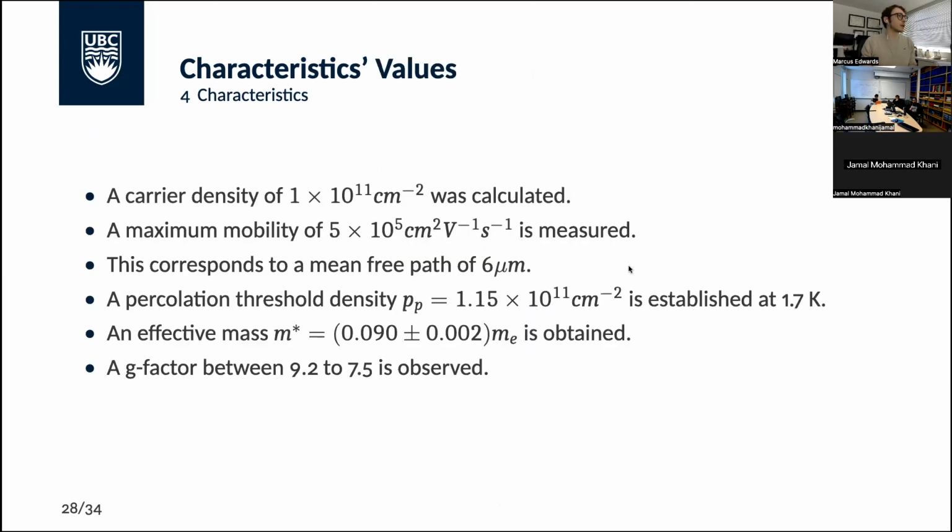They calculate a carrier density of 1 times 10 to the 11 centimeters to the negative 2. Maximum mobility as well of 5 times 10 to the 5. And this corresponds to a mean free path of 6 micrometers. Percolation threshold density was established at 1.7 Kelvin. Again, they do these experiments at 1.7 Kelvin for the same types of reasons that I explained. We need to have our thermal noise not overwhelming the system and causing everything to misbehave. They calculate an effective mass and a G factor between 7.5 and 9.2.